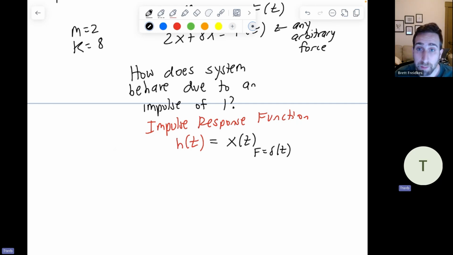If that does not make sense, I want you to rewind this video and watch that section again, because that is so crucial to understand. The impulse response is a property of the system. I have some system. If I hit it with an impulse, it will respond in some way. And that impulse, from a mathematical perspective, is caused by the Dirac-Delta function.